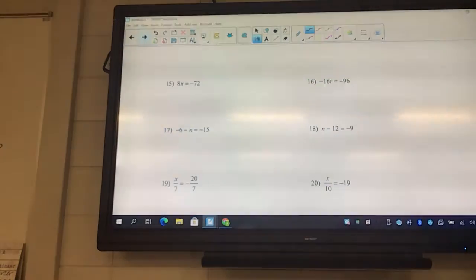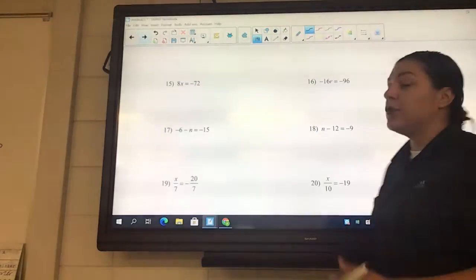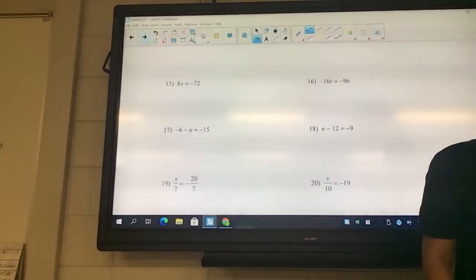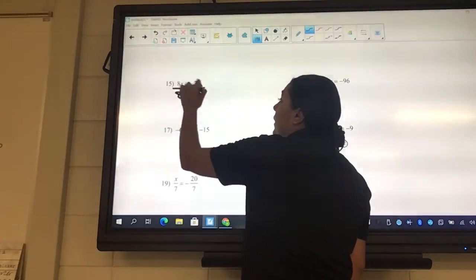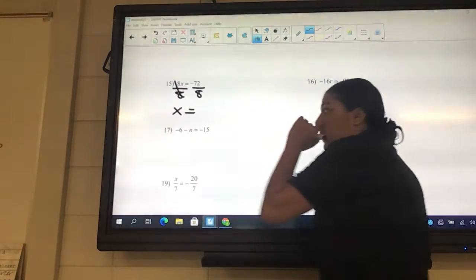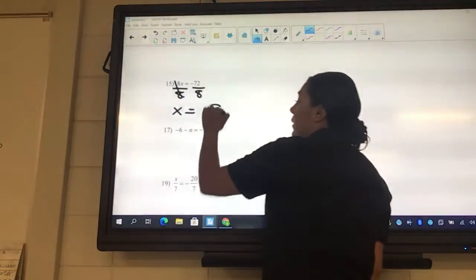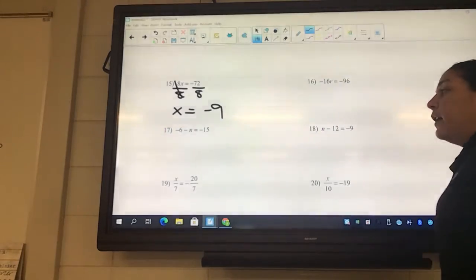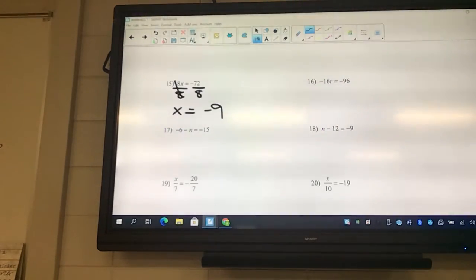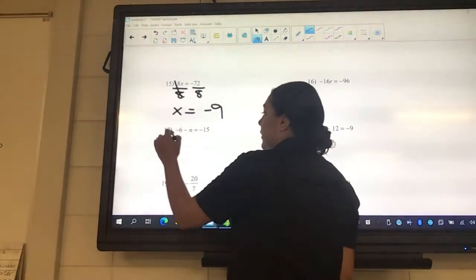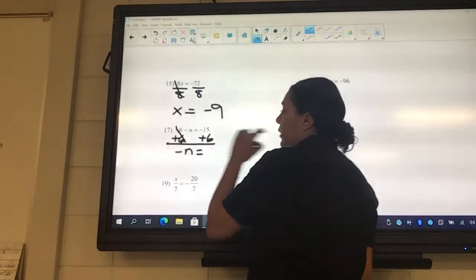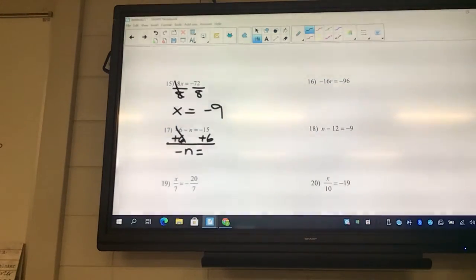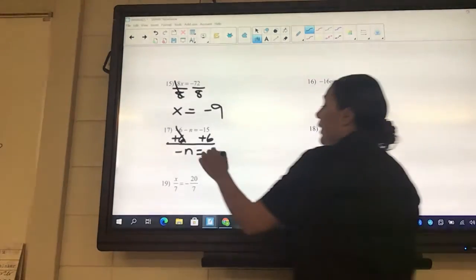Okay, 15. What type of problem is this? It's multiplication, so we need to do what? We need to divide. By what? 8. Negative 72 divided by 8 is what? Negative 9. 17. What needs moved? Negative 6. How do we move a minus 6? Add 6. So I got negative n equals negative 15 plus 6. Negative 9.